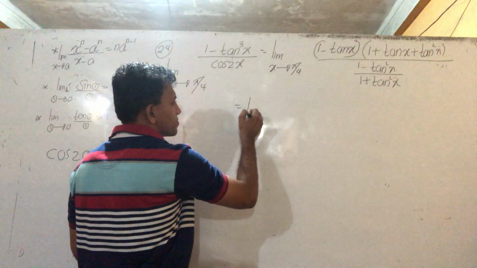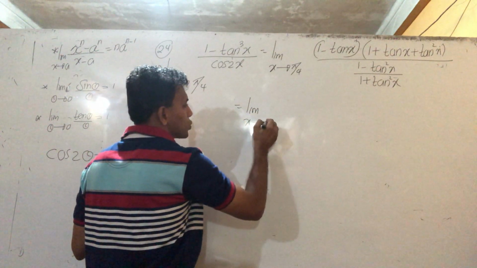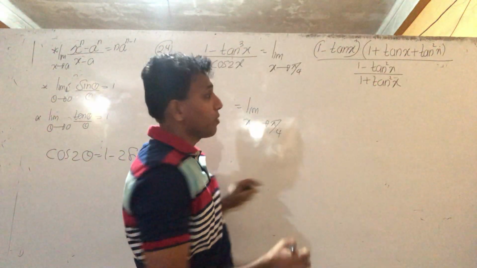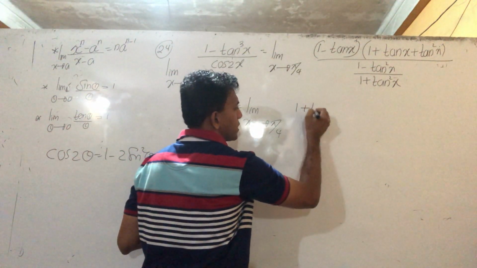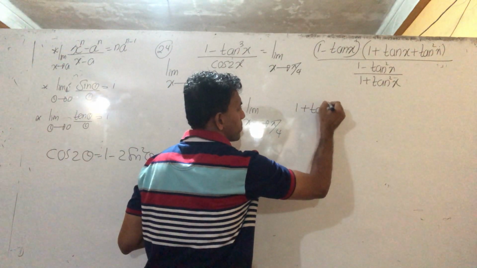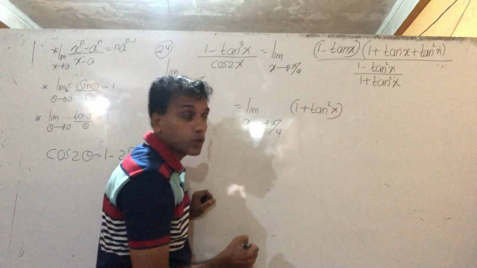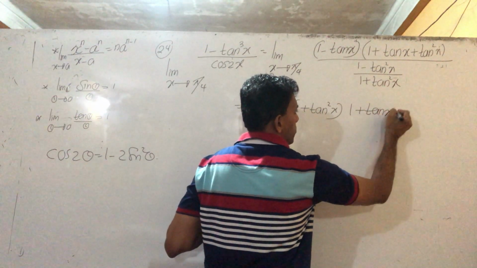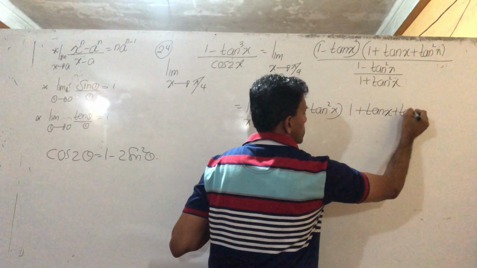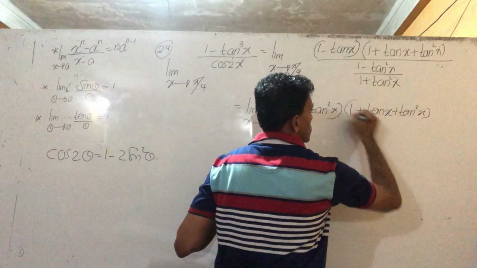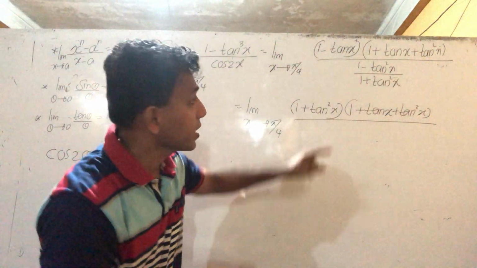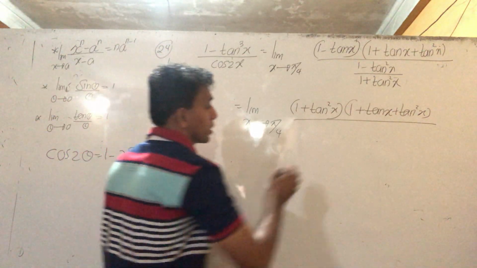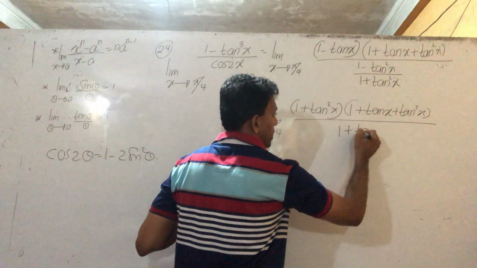Therefore the limit as x approaches pi by 4, this 1 plus tan goes up, into 1 plus tan x plus tan square x, over, what happens? You can cut one thing here, 1 minus tan cancels, and 1 plus tan is balance. Okay, 1 plus tan is balance.